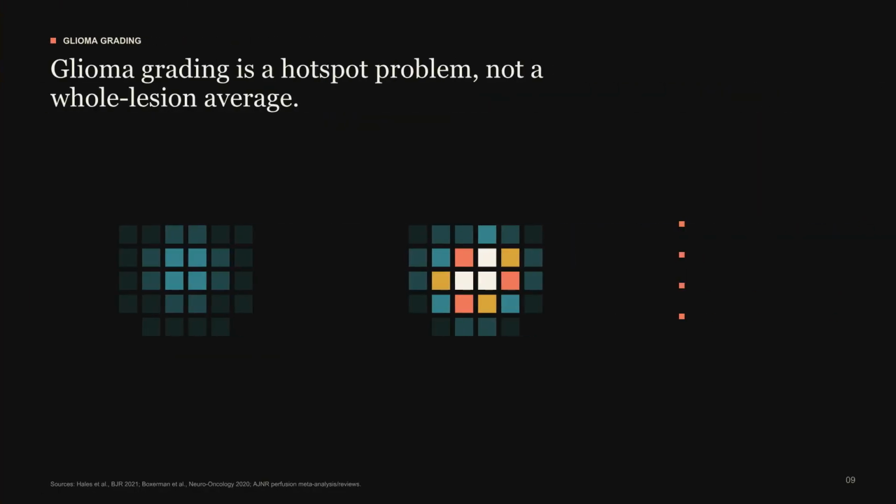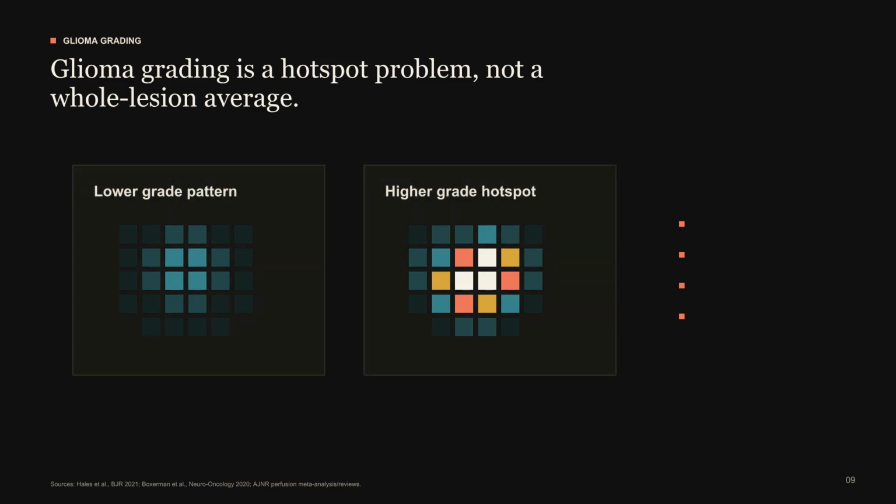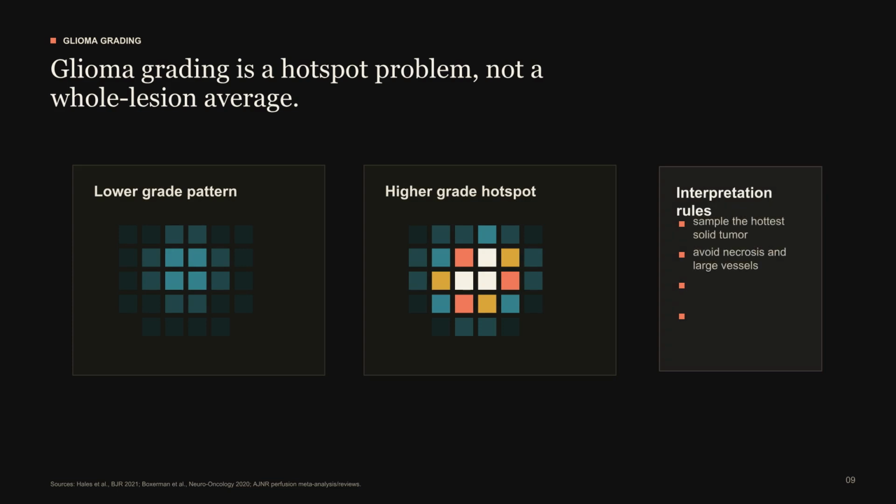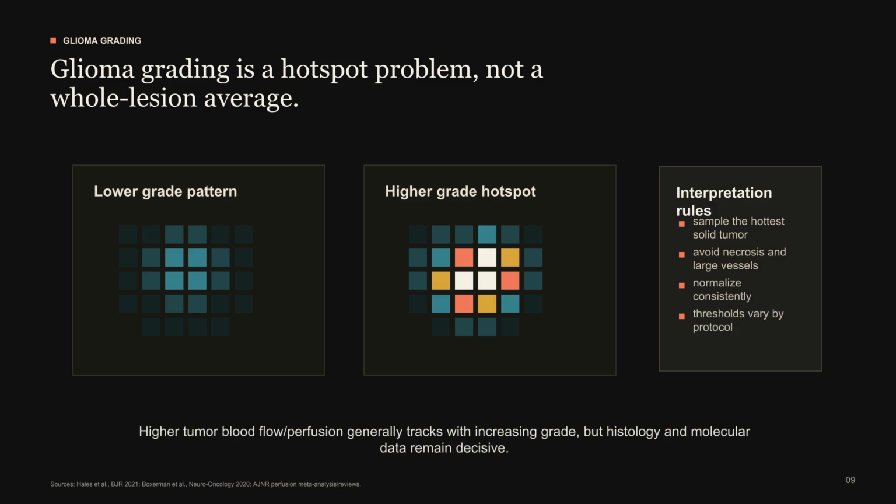Glioma grading is a hotspot problem, not a whole lesion average. Higher-grade tumors show distinct hotspots compared to lower-grade patterns. Interpretation rules include sampling the hottest solid tumor and avoiding necrosis and large vessels. Normalization is key, though thresholds vary by protocol. Higher tumor flow generally correlates with grade, but histology is decisive.